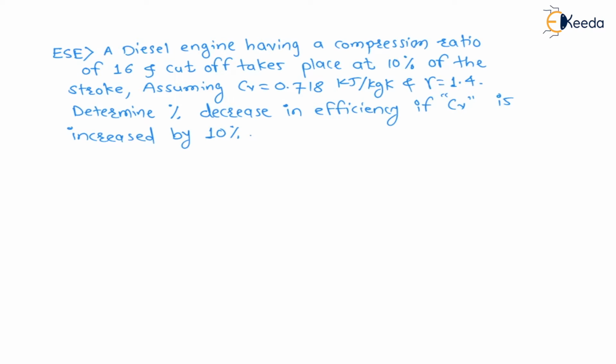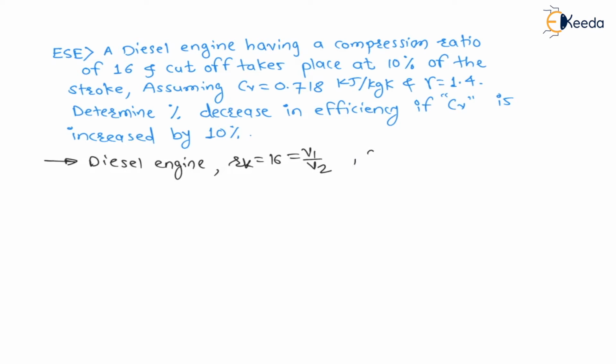The question is a diesel engine having compression ratio 16. Now, while reading the question, I will write the given data. They have given diesel engine having compression ratio, that is rk is 16. Compression ratio rk, which is nothing but volume at the start of compression divided by volume at the end of compression, is given 16. Then cutoff takes place at 10% of stroke.